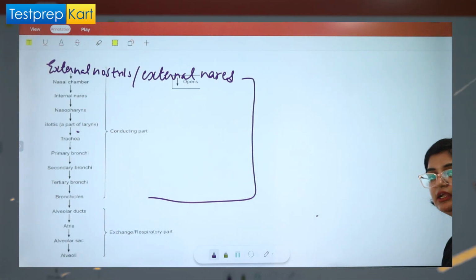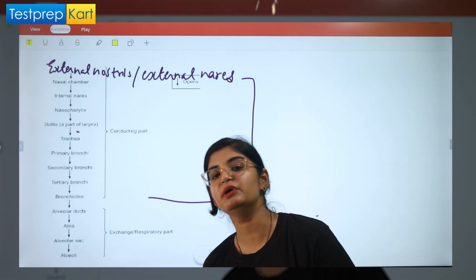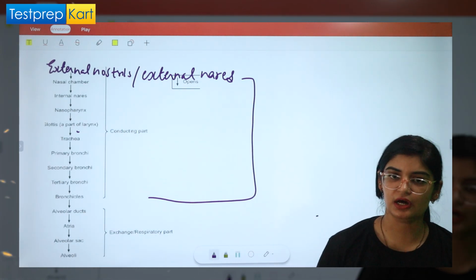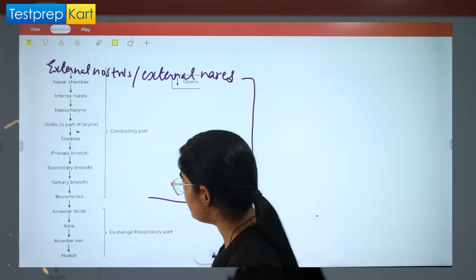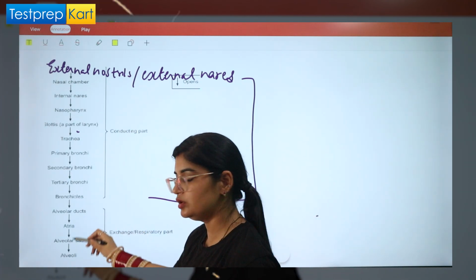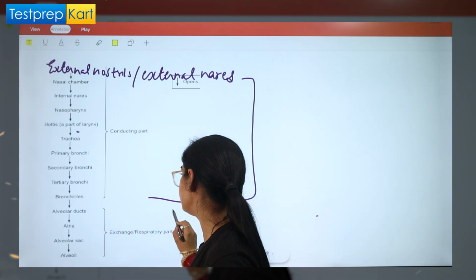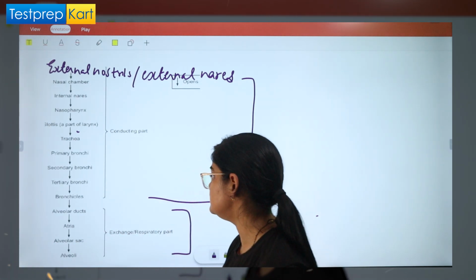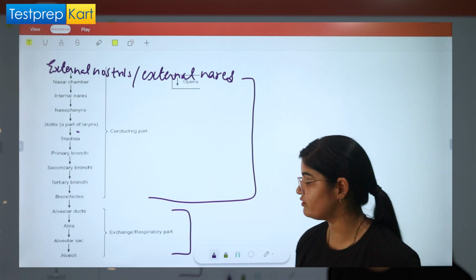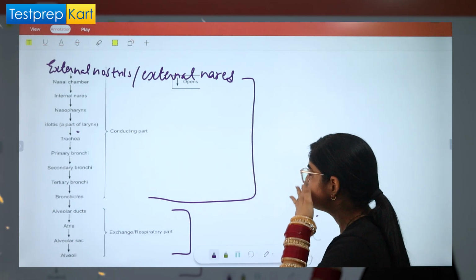We have the conducting part of the respiratory system. Conducting part means the part which is meant for the conduction of air. And moving forward from the bronchioles, we have the alveolar ducts, atria, alveolar sac, and alveoli. This is the part which is meant for the exchange of gases, or this is the respiratory part, right?